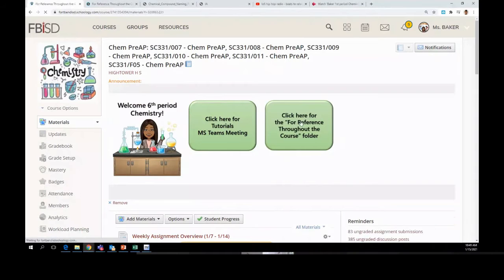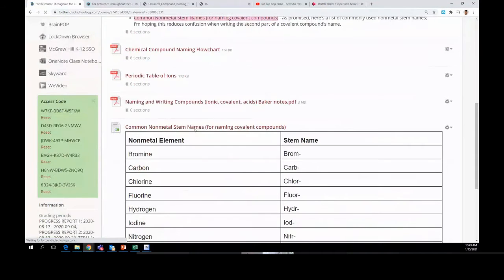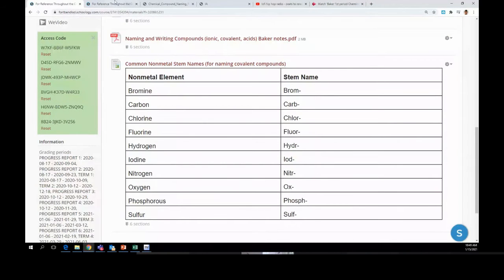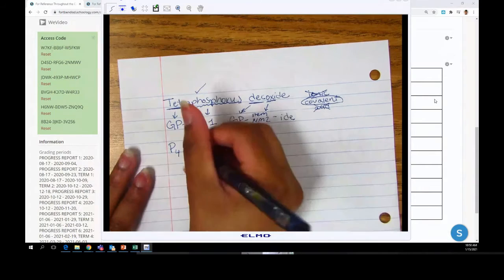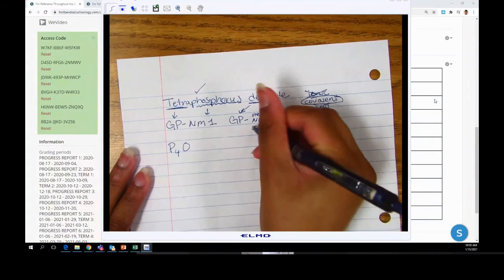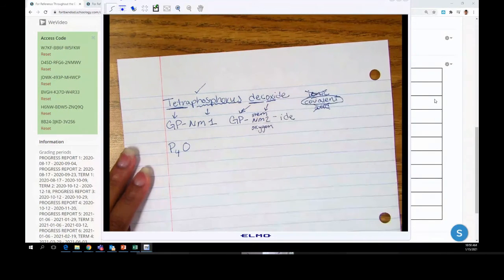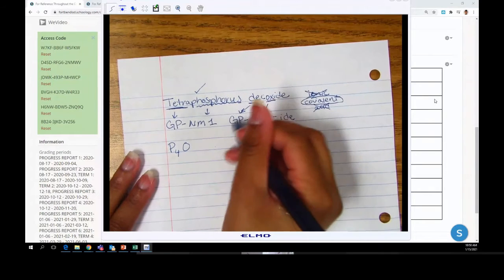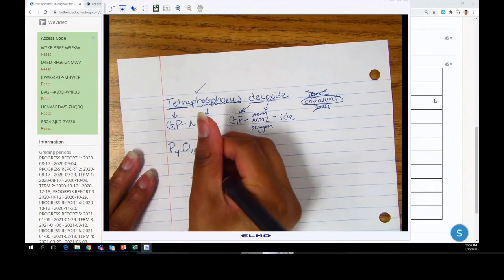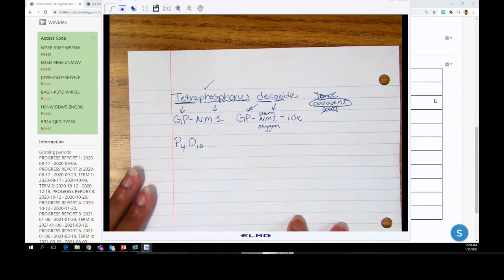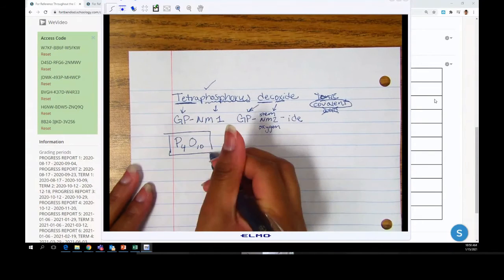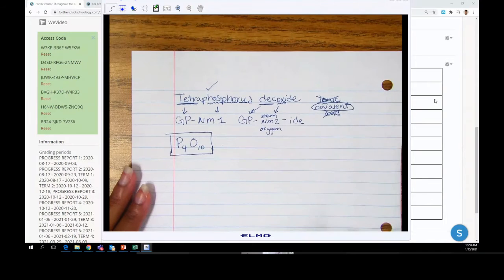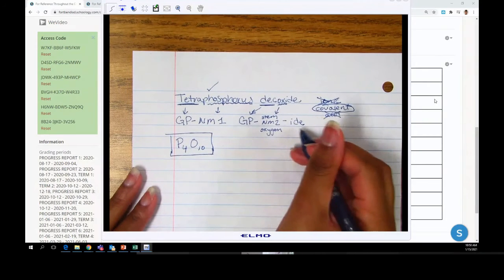If you ever forget what your stem names are, you can always go back for reference and check out those stem names. But ox goes with oxygen. And the Greek prefix tells us that we're going to have 10 of those oxygens. So this is the chemical formula for tetraphosphorus decoxide. Right, the -ide is just the ending that we have to have on the end.